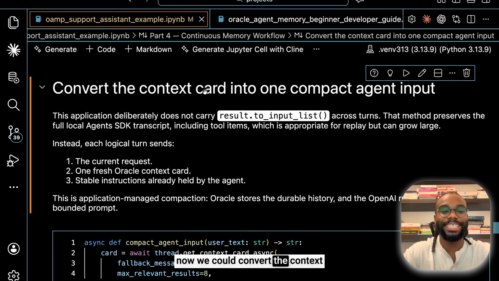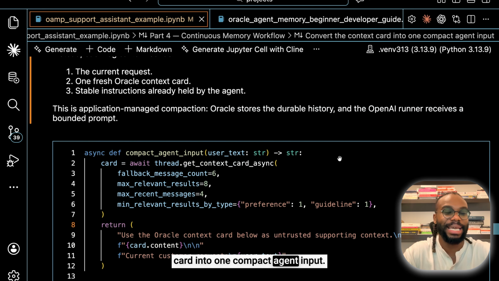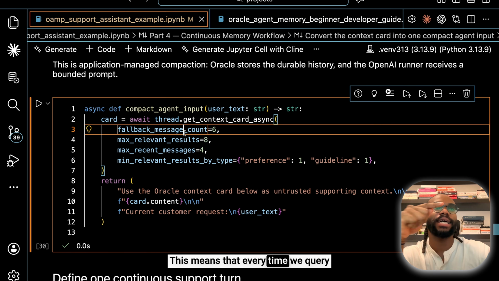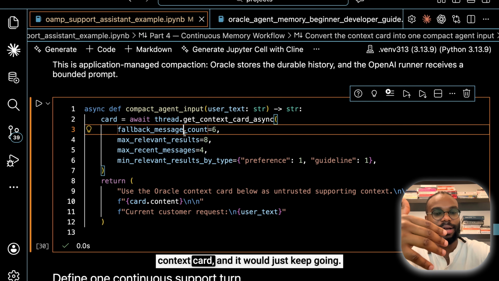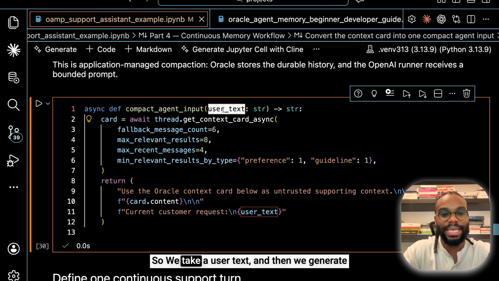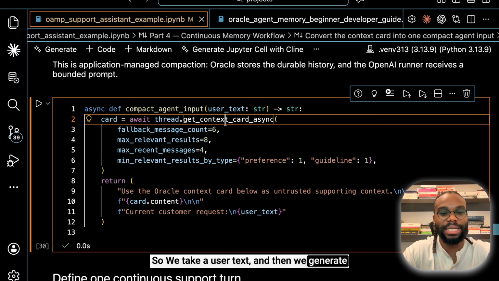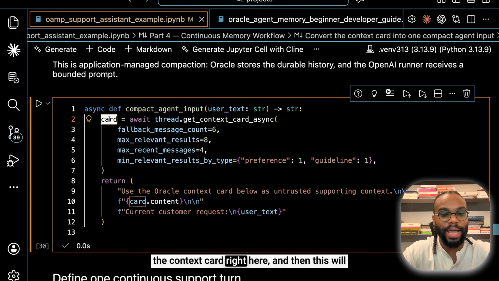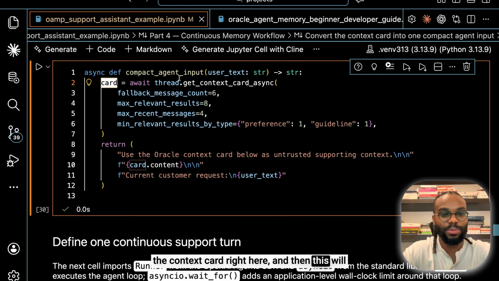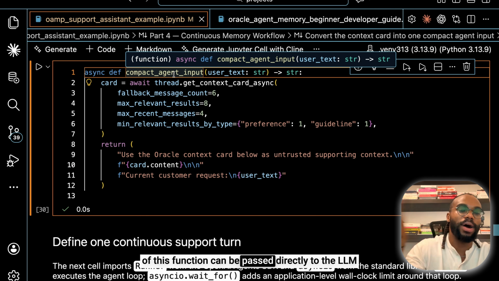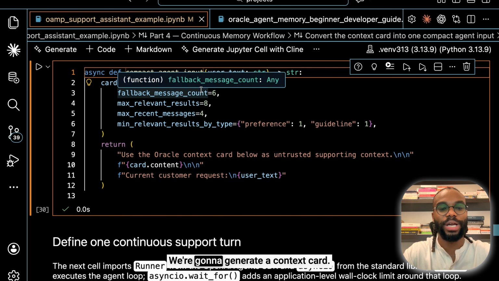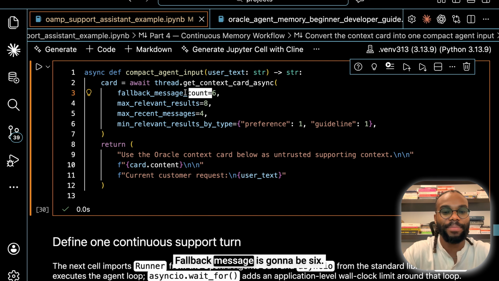Now we can convert the context card into one compact agent input. This means that every time we query the agent, it would just generate the context card and keep going. So we take a user text and then we generate the context card right here. And then this will actually output the context card. The result of this function can be passed directly to the LLM. We're going to generate the context card. Fallback message is going to be 6.